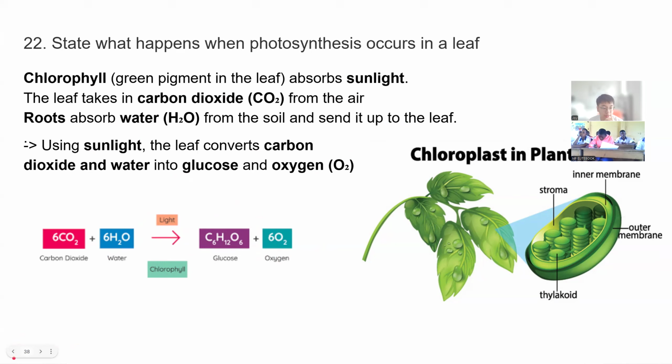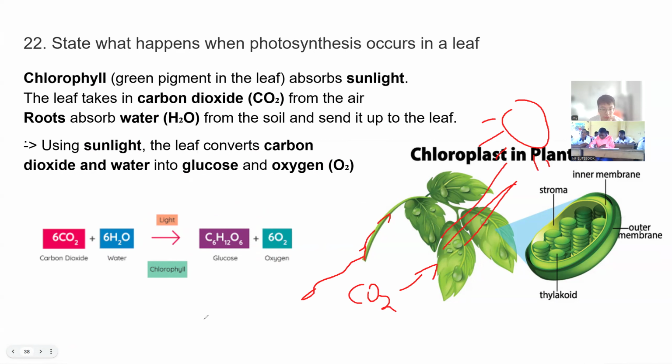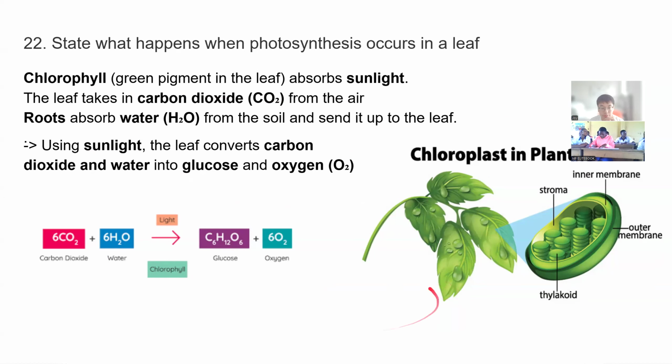So carbon dioxide is taken in through the leaf and also sunlight. If there's a sun here, it's going to take in the sunlight. And then the water comes from the roots. That's how the plants can produce energy by itself. It can produce materials that they can use for energy.